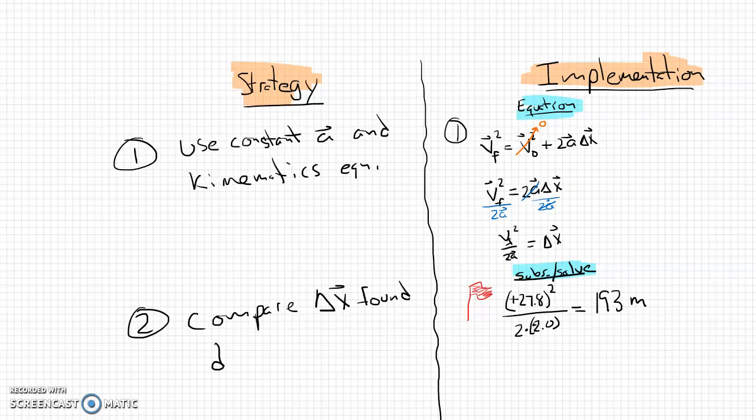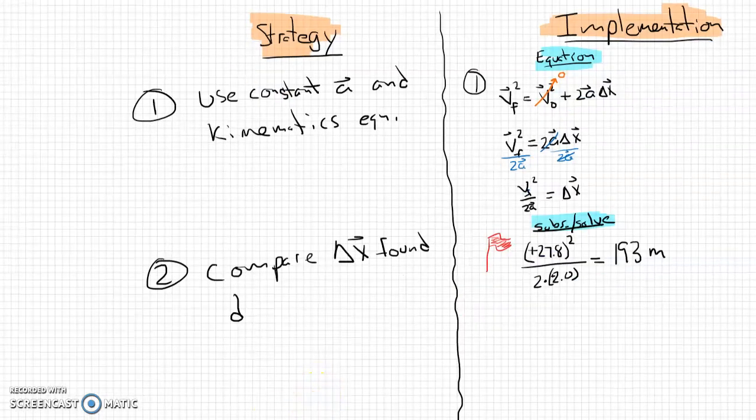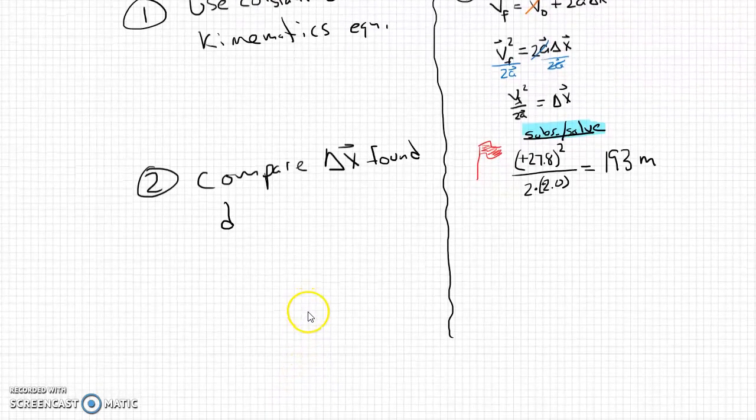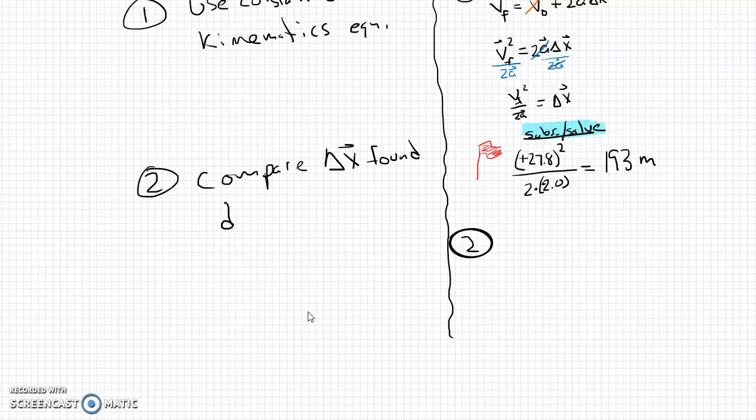All right, and so step 2 of our strategy is to take this number and actually compare it with the d. Of course, d equals, if we go back to our knowns or back to our picture, we'll see that it was 150 meters. And delta x, which we found, which we're not really writing as a vector here, so I'll just say the magnitude of it, it's just 193 meters.